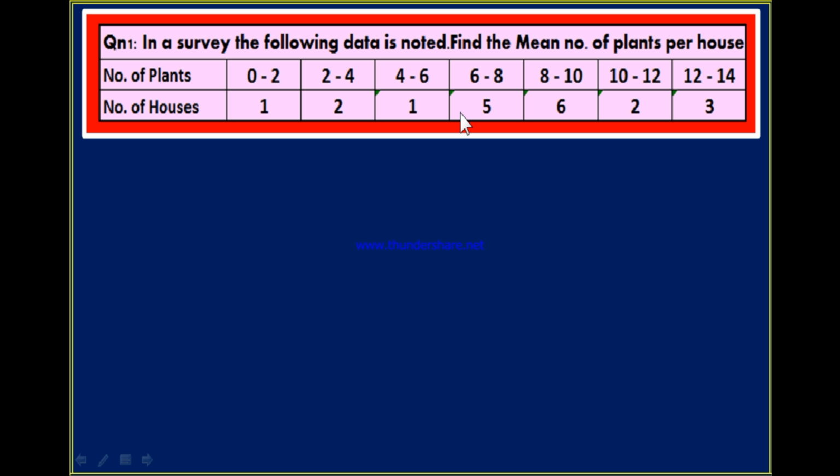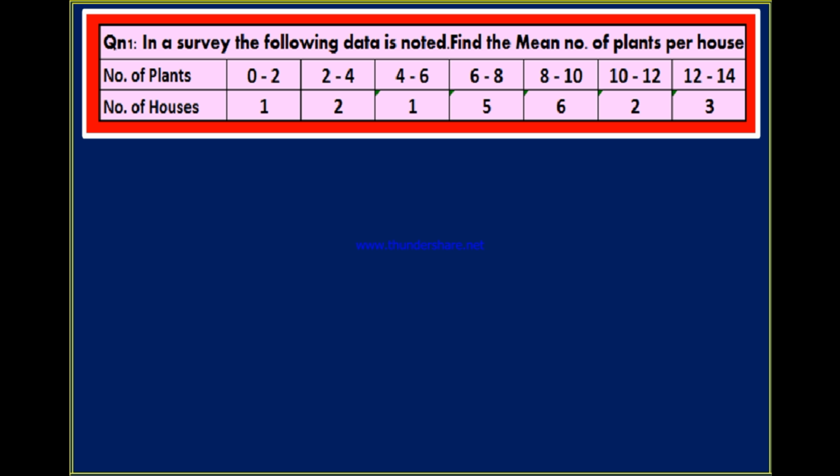Now we have to find the number of plants per 1 house, isn't it? We have to find the mean number of plants per 1 house. We know that there are 3 measures of central tendencies. First one is arithmetic mean, second one is median, and third one is mode. Now in order to find out the arithmetic mean, there are 3 methods. The first method is direct method, and the second is deviation method, and the third is step deviation method.